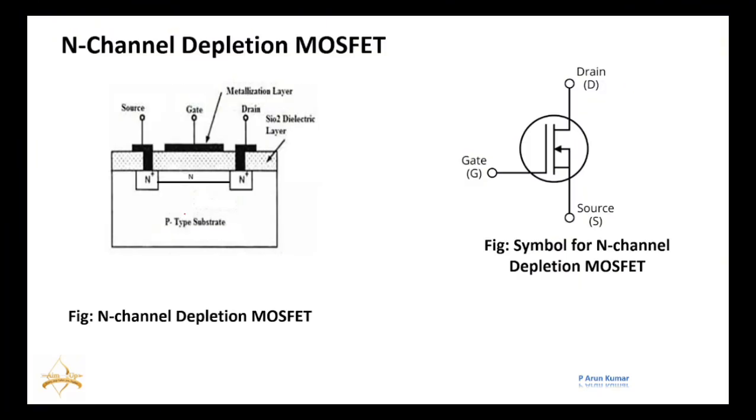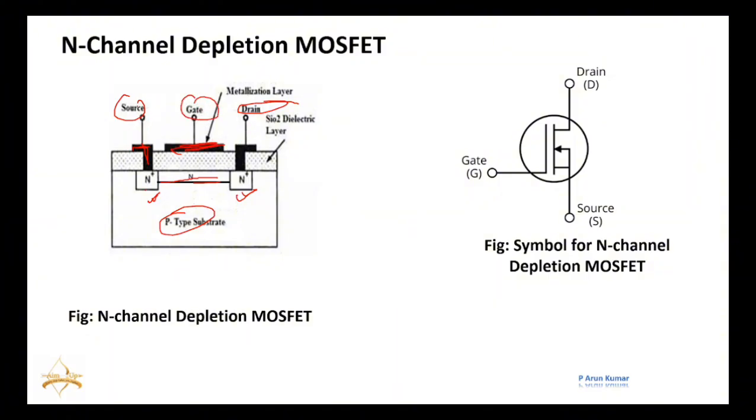Very simple. We'll take a p-type substrate. In that, N plus regions are placed on the two sides, and an N region is placed in between the source and drain. On top, silicon dioxide is placed, and with the help of metallic contacts, we indicate the source and drain. The metal is placed on top of the silicon dioxide, and that we call the gate terminal.